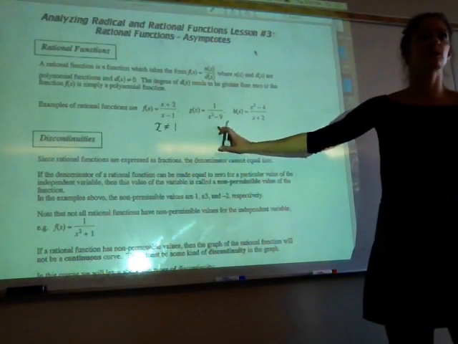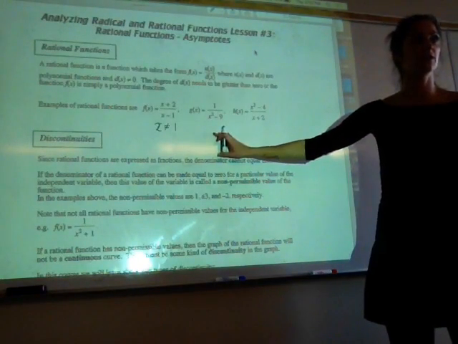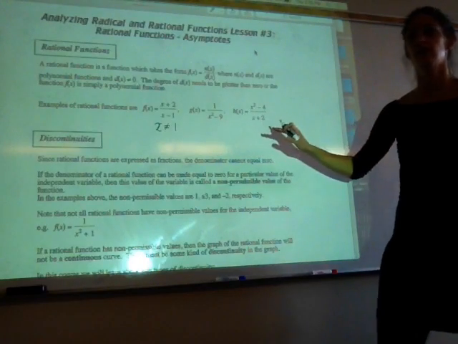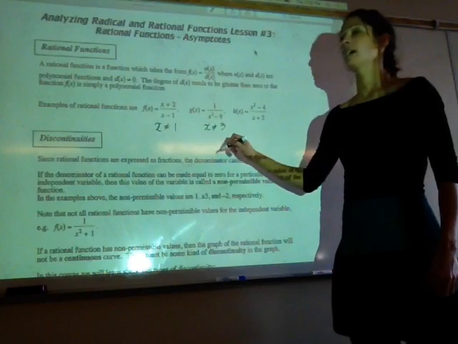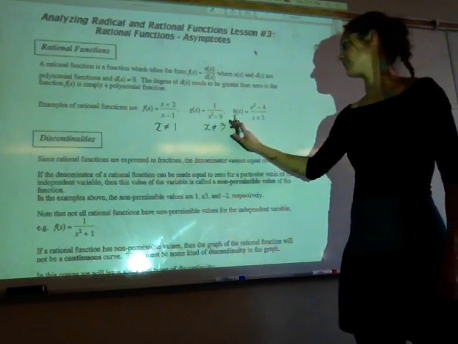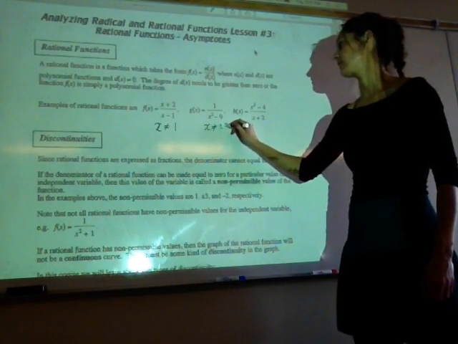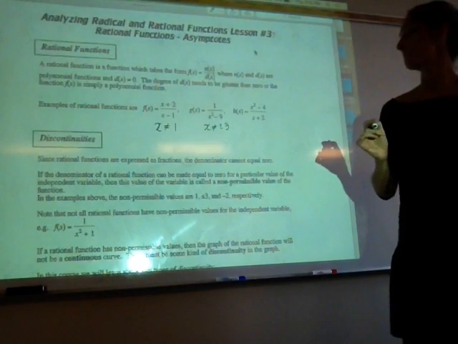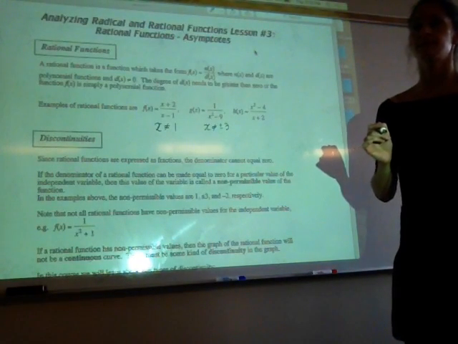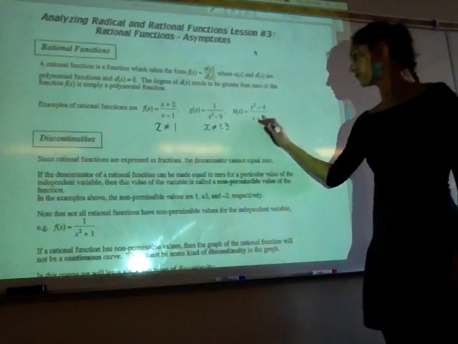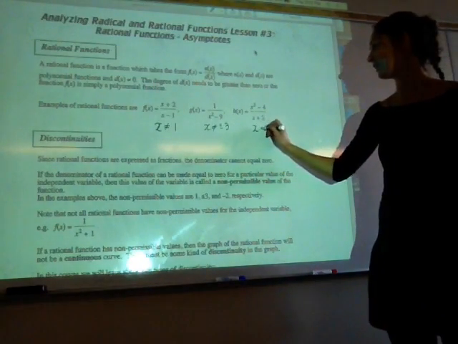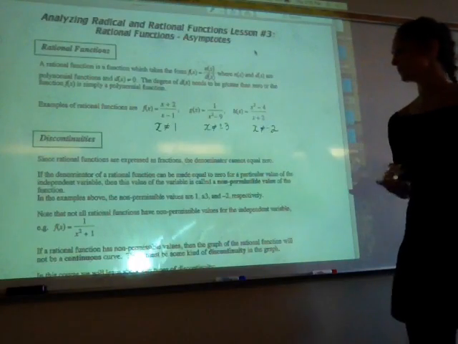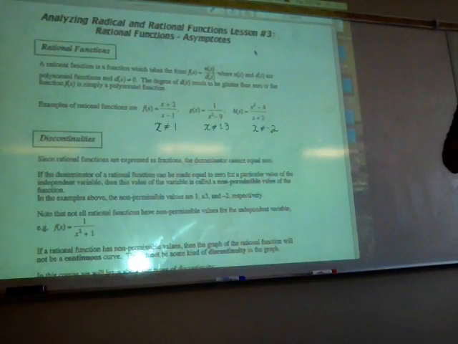From the next one, x squared minus 9 can't equal 0. So what values of x? Square root of 9. 3. x cannot equal 3, but it also can't equal negative 3. So x cannot equal positive or negative 3. And for the denominator x plus 2, we have x cannot equal negative 2. These are non-permissible values, or restrictions on the denominator.